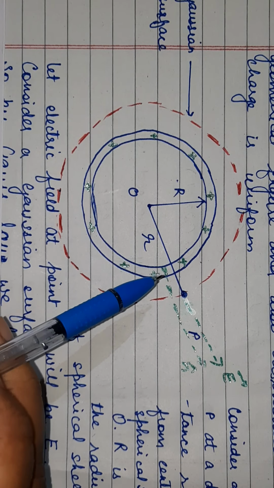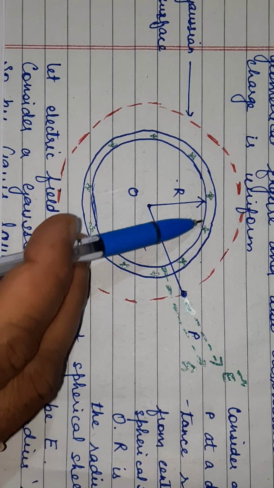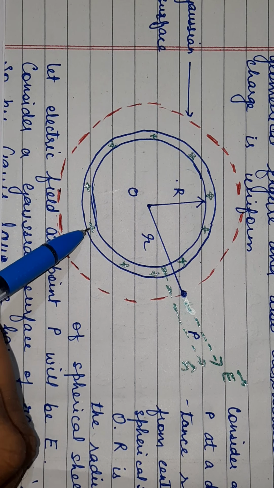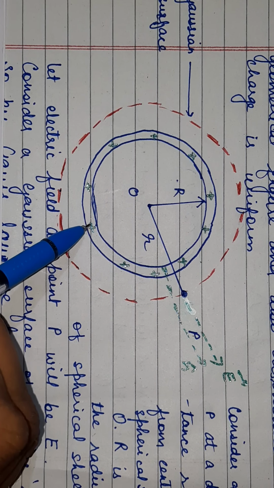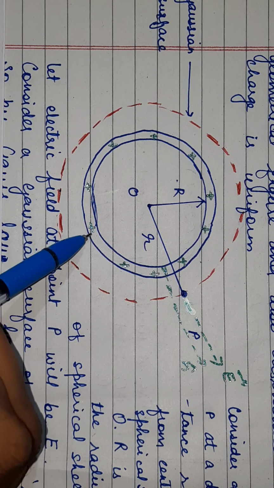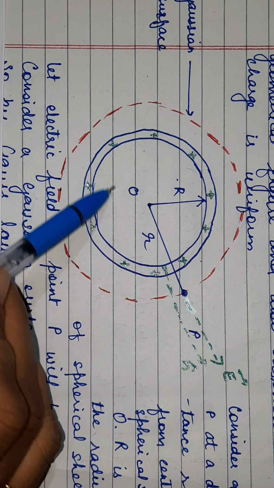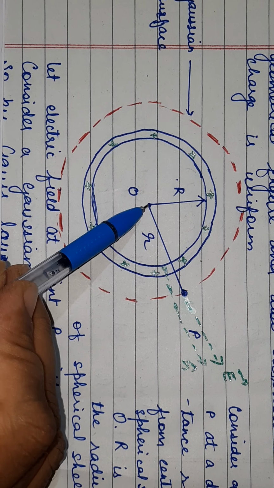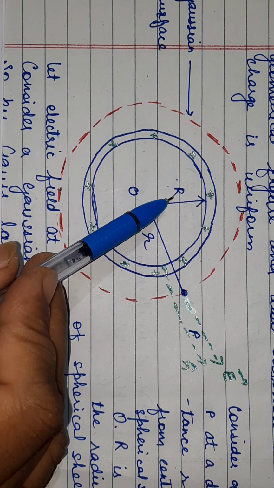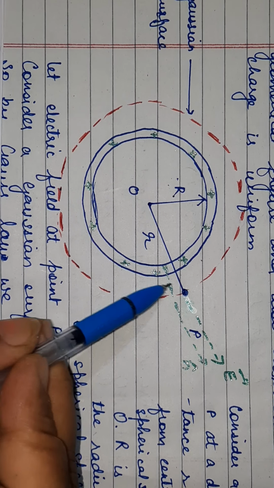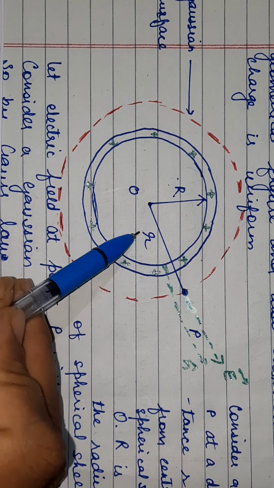So here we will consider a spherical shell. This is a spherical shell, you can see, and it is uniformly charged also. Here are the positive charges. The radius of this spherical shell is capital R. Now we'll consider a point P, which is at distance r.